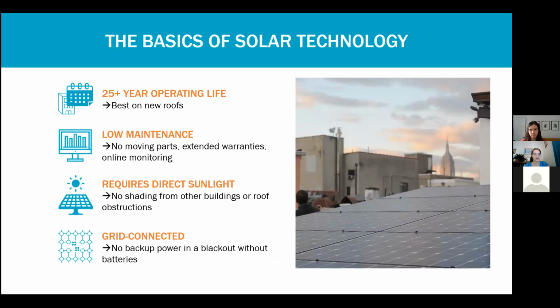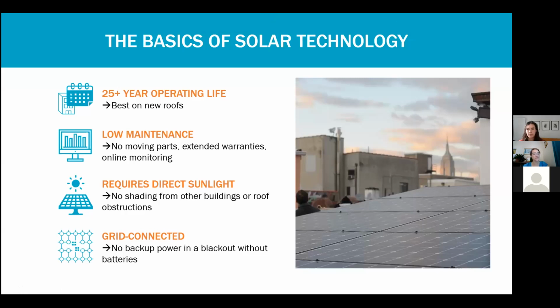So a couple really basic pieces of information about technology. Solar panels are incredibly long lasting and durable. All solar panels have a 25-year warranty, which means that if they don't produce as much power as they're supposed to in year 24, the manufacturer will give you a new panel. So you can really count on that, which is great.